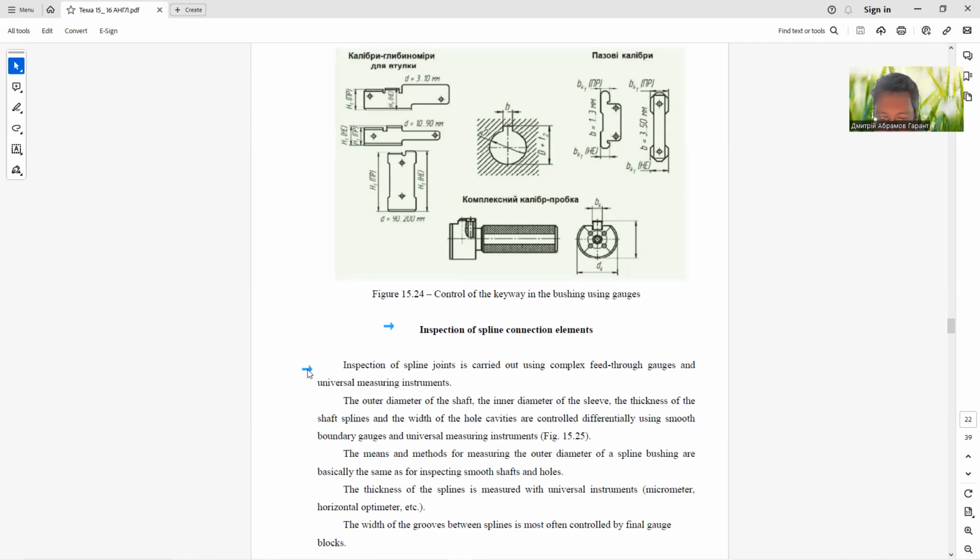The means and methods for measuring the outer diameter of a spline bushing are basically the same as for inspecting smooth shafts and holes. The thickness of the splines is measured with universal instruments, micrometer, horizontal optimeter, etc. The width of the grooves between splines is most often controlled by end gauge blocks.